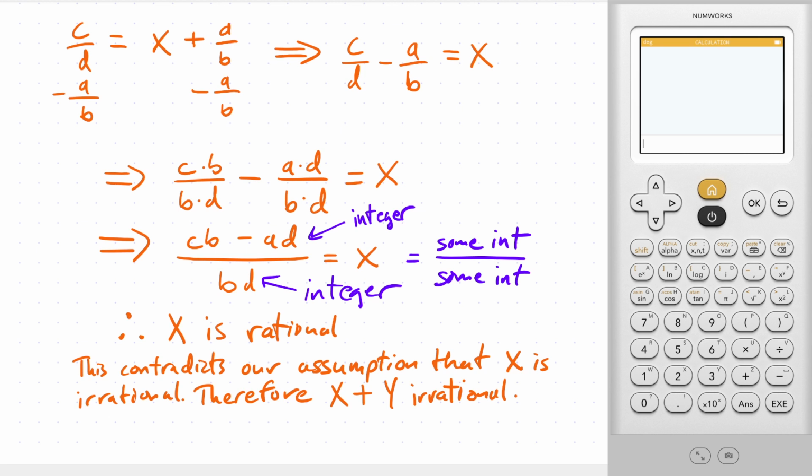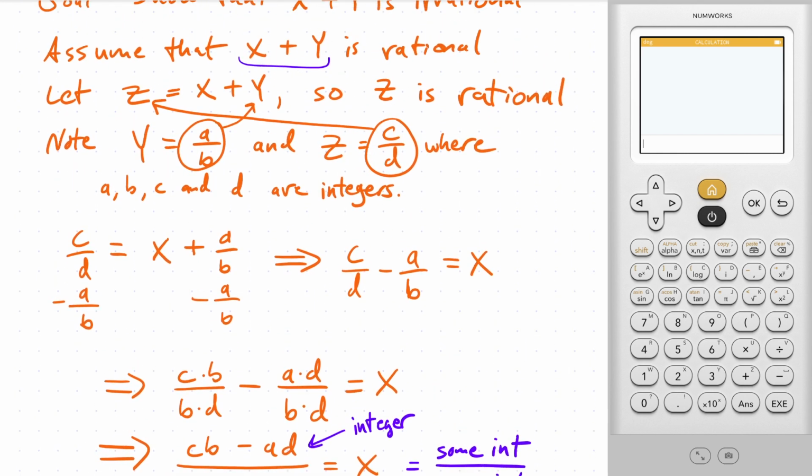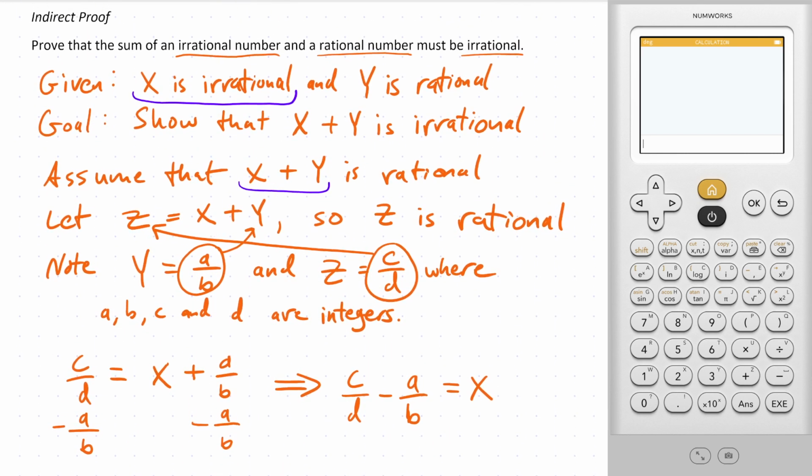And yeah, well, I hope this was helpful for you, at least understanding a little bit about the approach of an indirect proof, where you assume the negation. You assume that the thing you're trying to prove is false, and that leads you to a contradiction. And then you conclude that the thing you're trying to prove must be true.